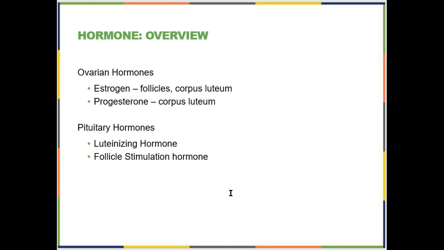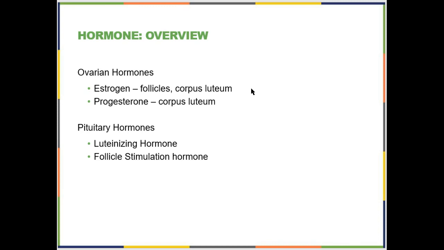So this is just a quick review of where the different hormones come from. Estrogen comes from the follicles, and then in between posting the PowerPoints and making this screencast, I added the corpus luteum. It's not something that I emphasize, but the hormones make more sense if you know that estrogen comes from both of those structures. And then progesterone is only secreted by the corpus luteum. And then you want to remember that luteinizing hormone and follicle stimulating hormone come from the pituitary.